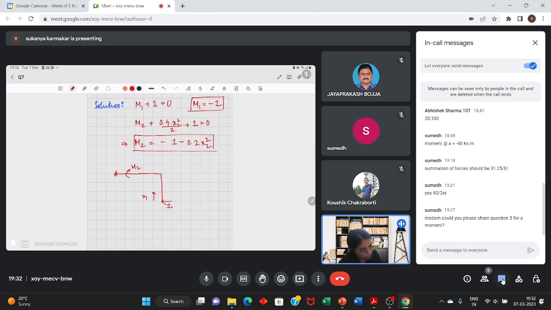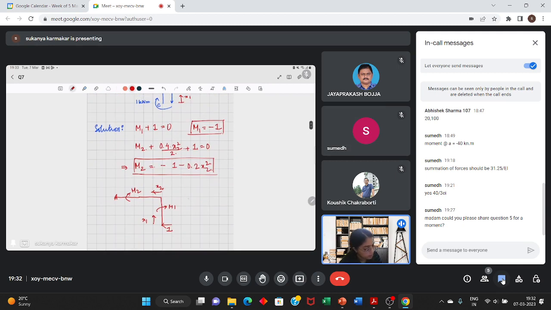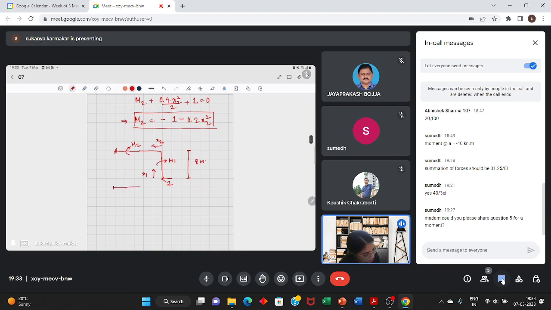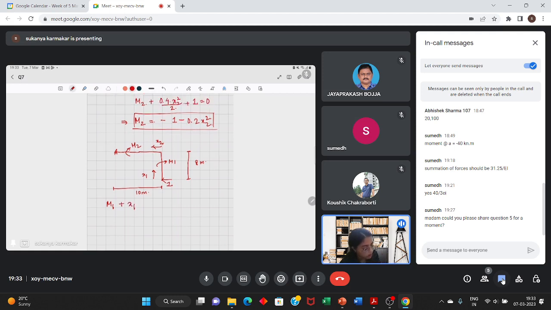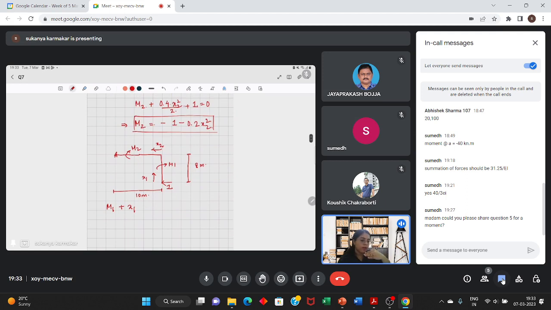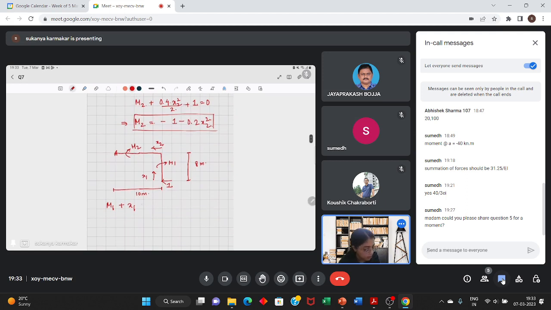Let here the moment be m2, here the moment be m1, and x2 be taken from this direction. And this height is 8 meters and this span is 10 meters. Fine. So here again m1 is this moment plus x1. There is a unit load of 1 in this direction and the lever arm is x1. So again in the clockwise direction. So m1 is equal to minus x1.